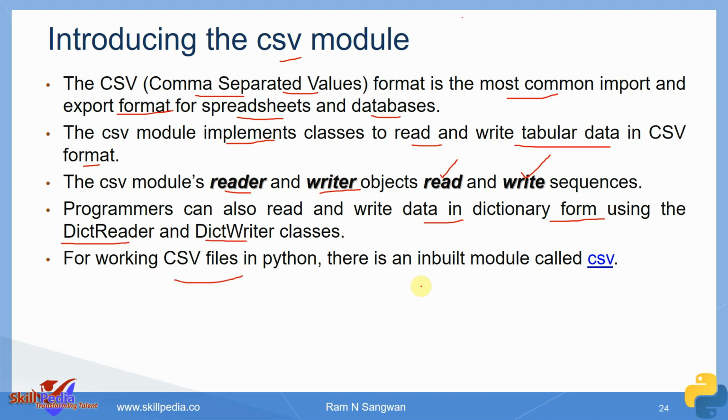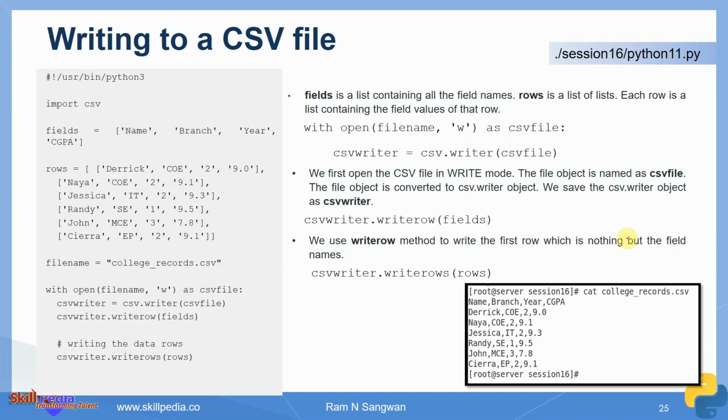For working with CSV files in Python, there is an inbuilt module called csv, so we need to import it. So importing csv, defining the fields, defining the rows and the file which we want to create, and then we are using csv writer. So we are writing in the form of a list. If you are using a dictionary, we will use a dictionary writer. Fields are a list containing the field names. Rows are a list of lists. Each row is a list containing the field values of that row.